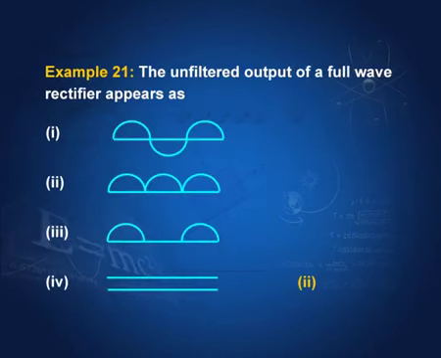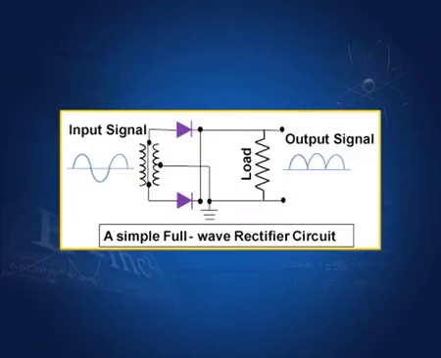The unfiltered output of a full wave rectifier: out of these, it is this, you see, the positive half as well as the negative half of the wave. Because of the circuit, I think I have the circuit here, I will show you. When the signal is positive, then this diode acts. When the signal is negative, then this diode acts, and therefore, this positive part of the signal is here, the negative part of the signal is also here. So, we have output of this form when we have a full wave rectifier.